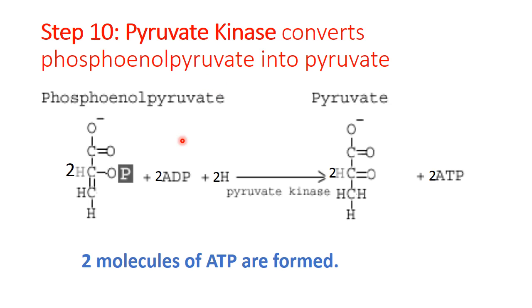So in the final step, the phosphoenolpyruvate will be converted to pyruvate, and the process will also involve formation of 2 ATP molecules, which means the process helps in the liberation of energy. Remember, this energy will be used up in the processes that follow glycolysis, so we have like the Krebs cycle.